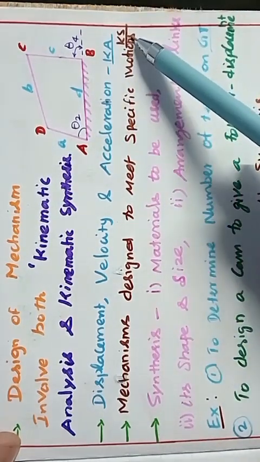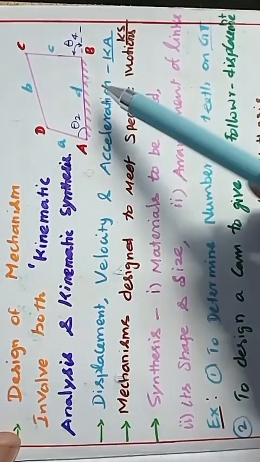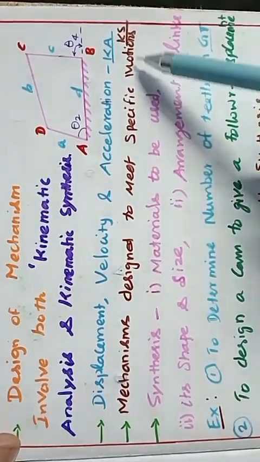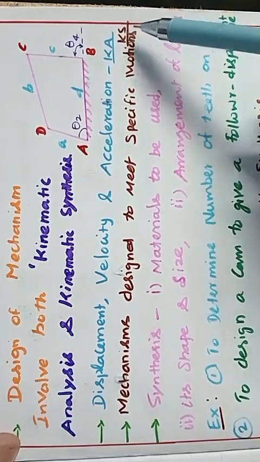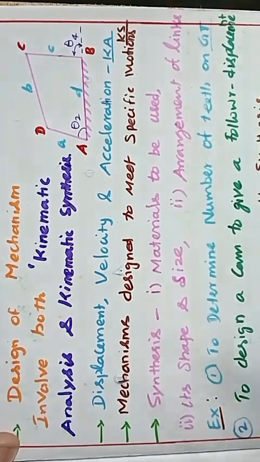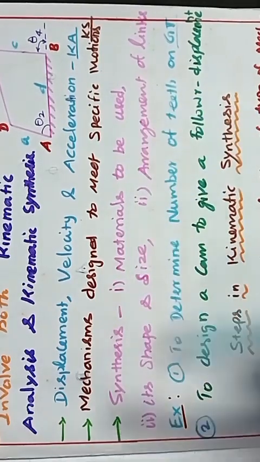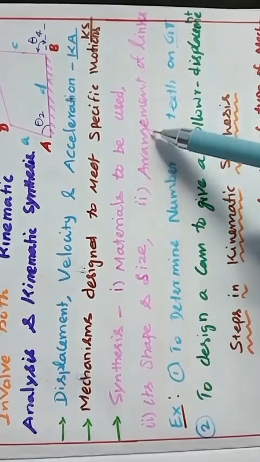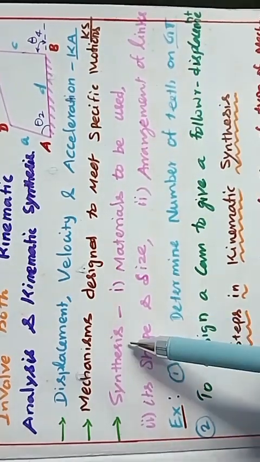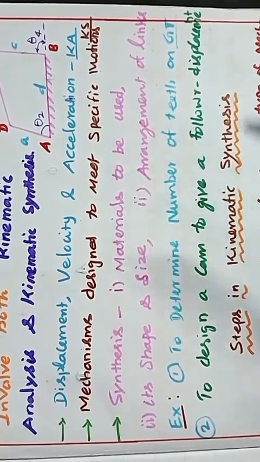In case of kinematic synthesis, we decide the total skeleton of the mechanism designed to meet the specific motions. That is called kinematic synthesis. Synthesis also covers the materials to be used, its shape and size, and arrangement of various links to meet the specific requirements.